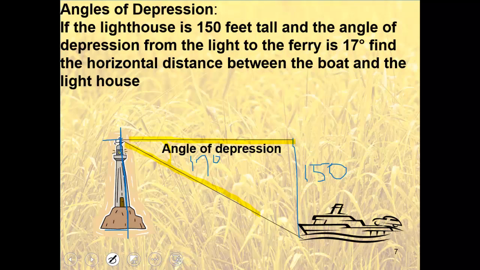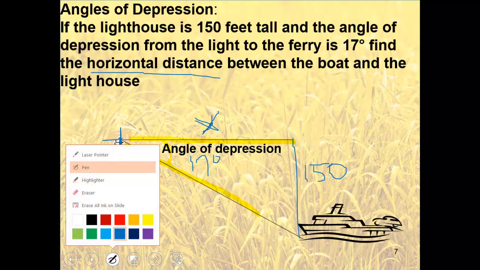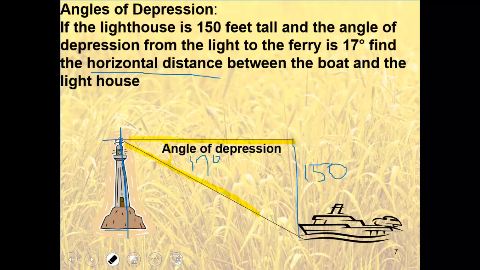Find the horizontal distance. We're not looking for how far the boat is from the lighthouse. We're looking for the horizontal distance between the boat and the lighthouse. So this is what we're looking for here. X. I don't know why I keep writing crummy for you.